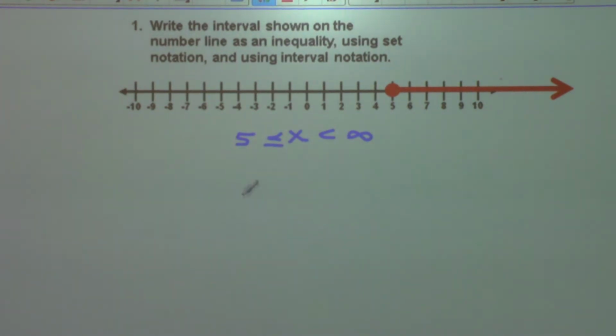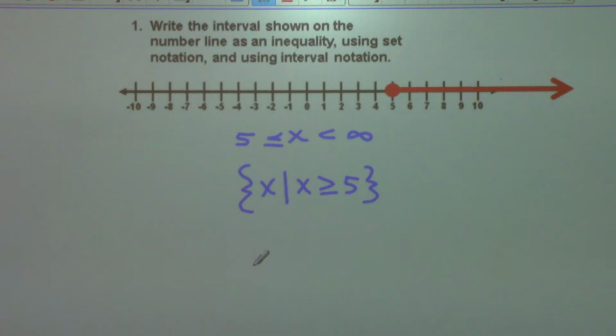Next we have set notation. How does that look? Squiggly bracket, and then X such that X is greater than or equal to 5. Sometimes you'll see just this very thing transplanted down here, but that's not absolutely necessary because we have it all explained right here.